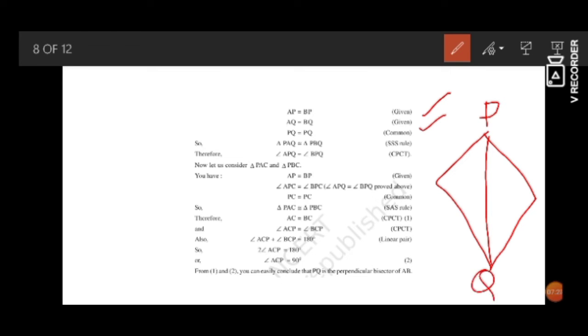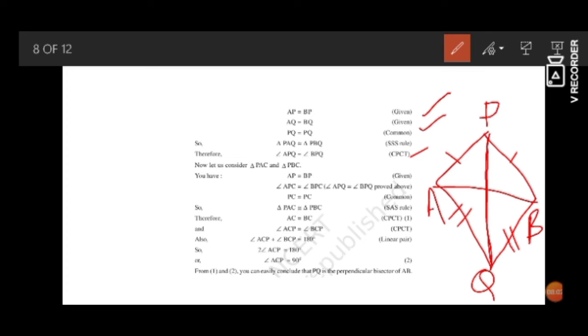This is P, this is Q, this is A, and this is B. It is given AP is equal to AB, AQ is equal to BQ, and PQ is the common side. So this line PQ is the common side. So we can say that the triangles APQ and BPQ are congruent by SSS rule.